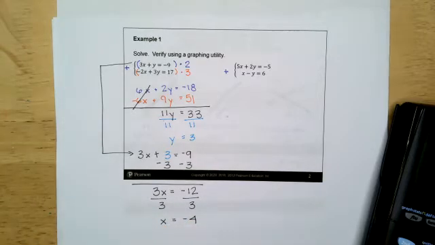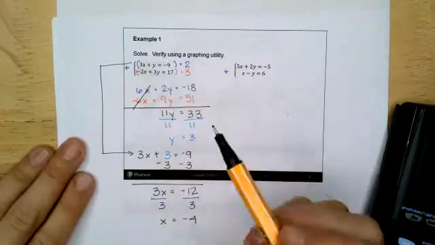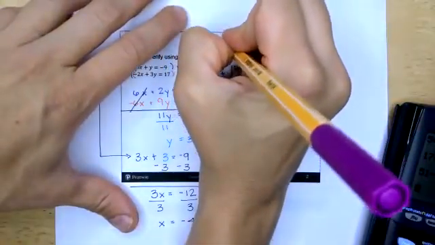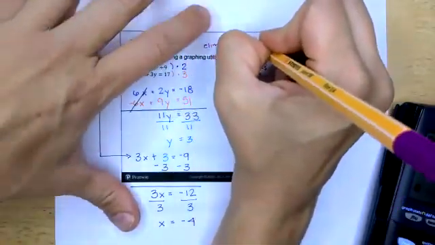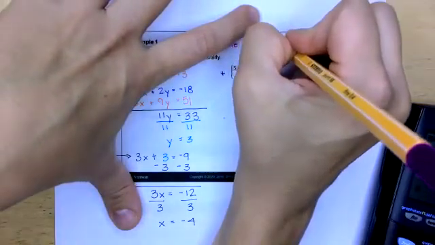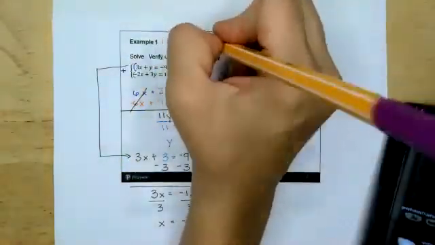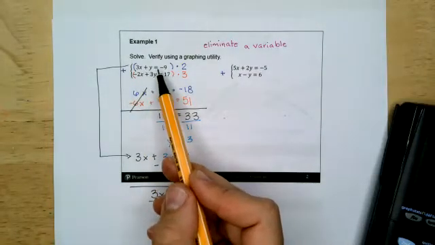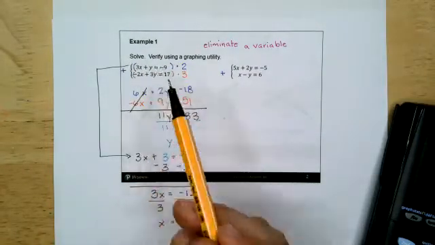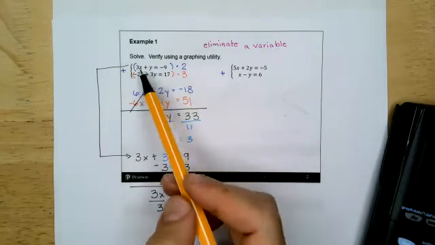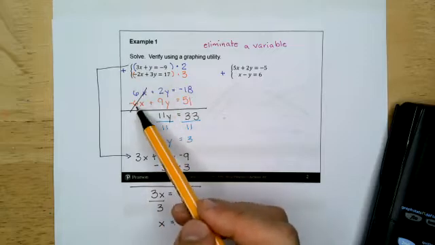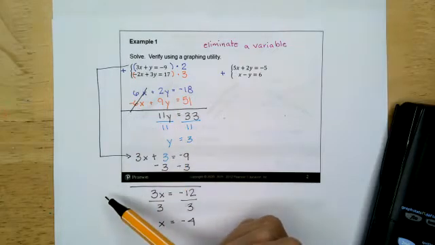So what do I have now? What have I done? I have decided I want to solve using an elimination method. I want to eliminate a variable. It does not matter if I chose to eliminate x or y. It would have been easier to eliminate y, right? I would have just only had to multiply this top one by a negative 3, but I chose the x's. So I multiplied this one by 2 to get a positive 6. I multiplied this one by 3 to get a negative 6 so that the x's disappeared.